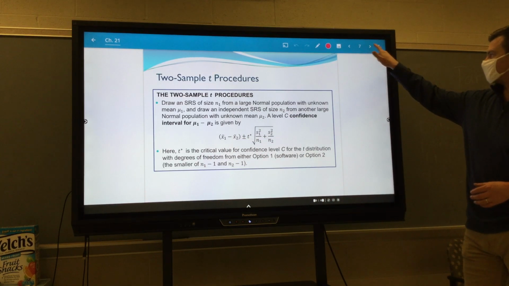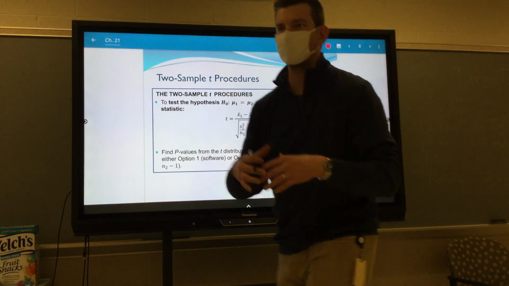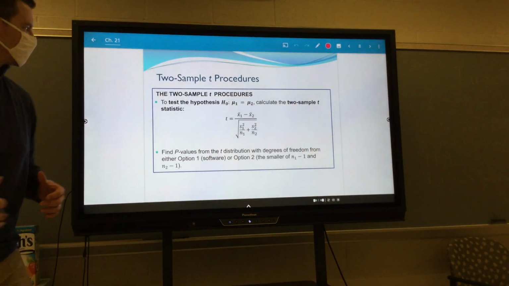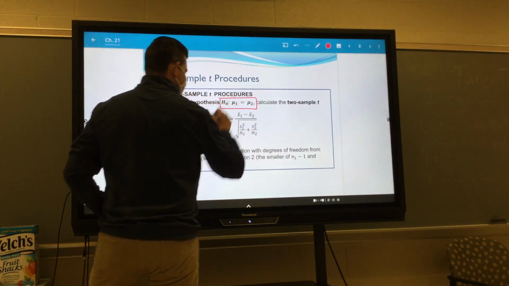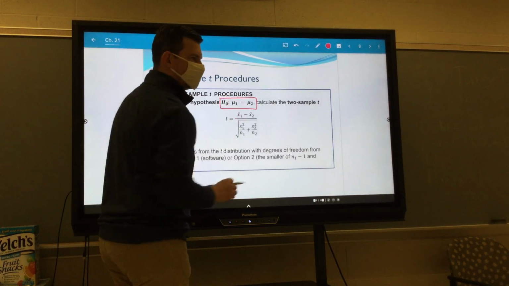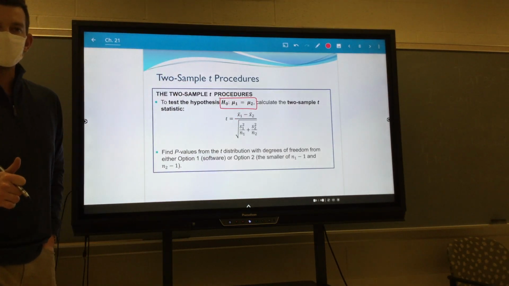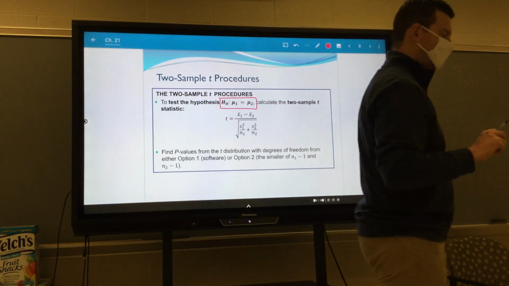Let's take a look at the hypothesis test as well, and then we'll look at an example problem to walk us through these procedures. Now, the null hypothesis for these procedures is always going to be that the two population means are equal to each other, that there's no difference between them.